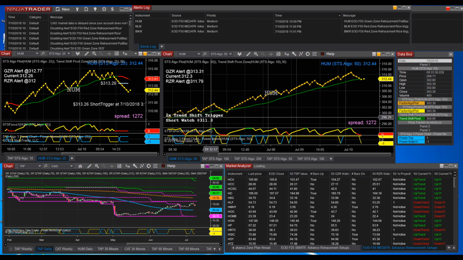And all this other criteria that's built in. But this is what we're looking for, these pullbacks at the end of the day. So we know we might have a stock that's setting up for a run up tomorrow off of that line, or maybe even a rollover. It could be either one.